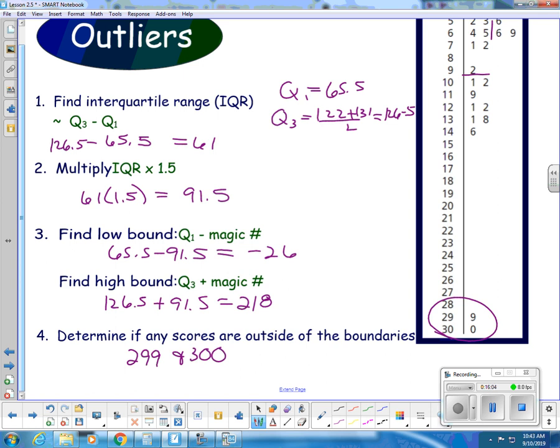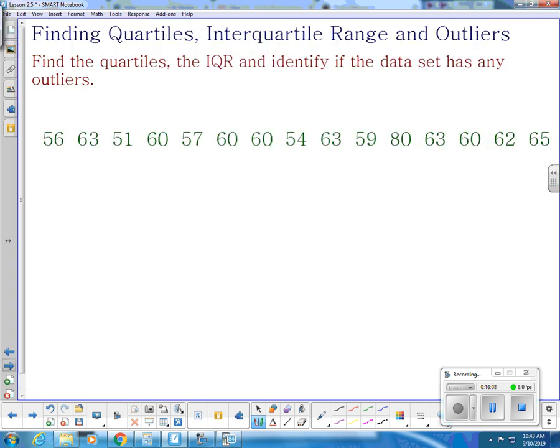Okay. You guys try this one. For this one, go ahead and put the data set in your calculator. Practice getting your quartiles with your calculator. Find your IQR, and what's Q3?